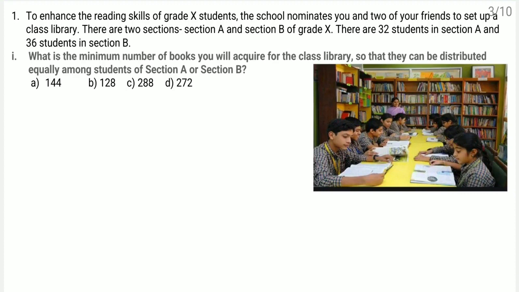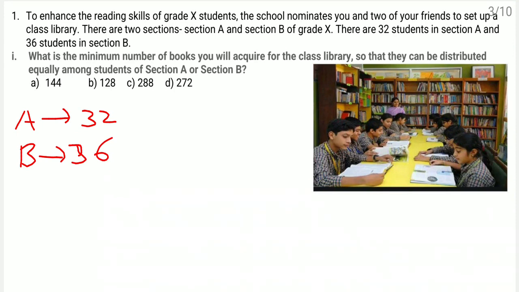So I'll write down, this is section A. In this one, 32 students are there, and section B, in this one, 36 students are there. Okay, this much information is given. Now here, look at the first question. What is the minimum number of books you will acquire for the class library so that they can be distributed equally among students of section A or section B?